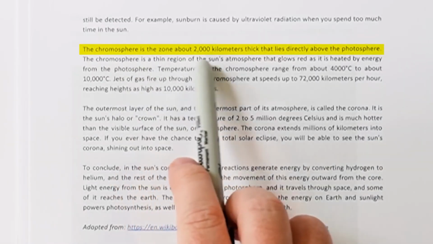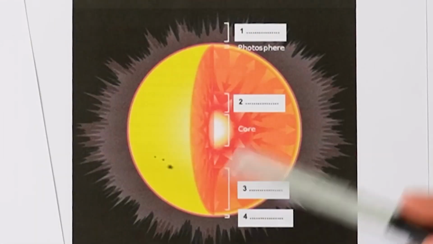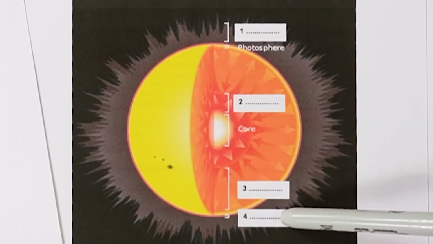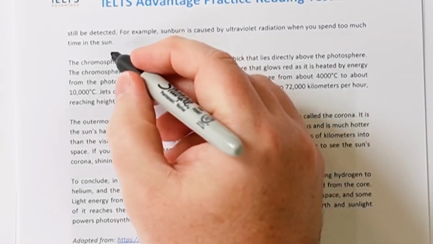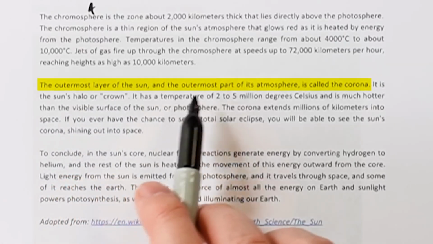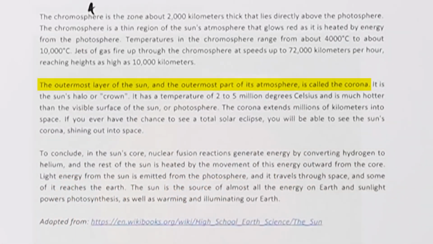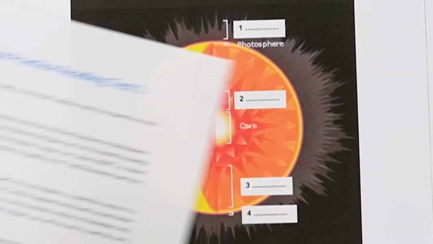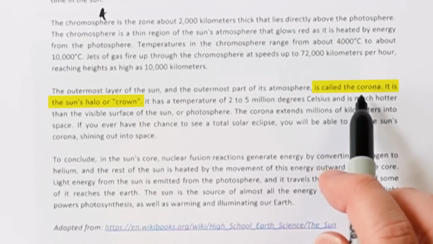So the chromosphere is the zone about 2,000 kilometers thick that lies directly above the photosphere. So chromosphere above this. So number four is probably chromosphere. So we'll put a little 4 here, but we're looking for number 1. So the outermost layer of the sun and the outermost part of its atmosphere. So atmosphere means the thing that is surrounding a star or a planet. That looks very much like this thing here. The atmosphere is called the corona.